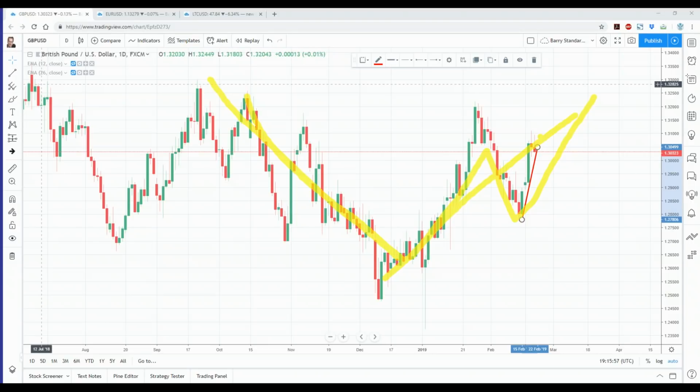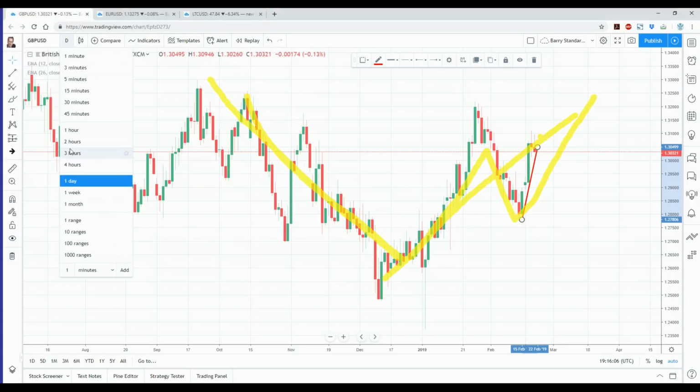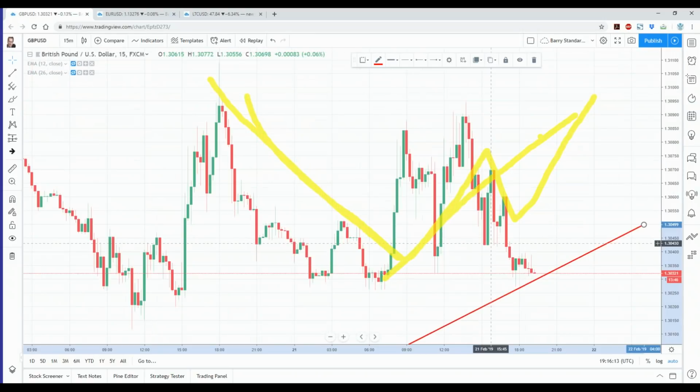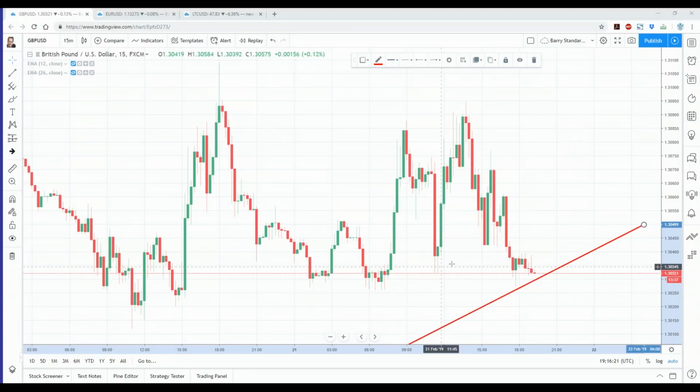So we have a longer term, a medium-term uptrend, and a short-term. But look at that. We have a short-term downtrend. So we can see today, over the last few hours, this pound has been giving back all of its gains.